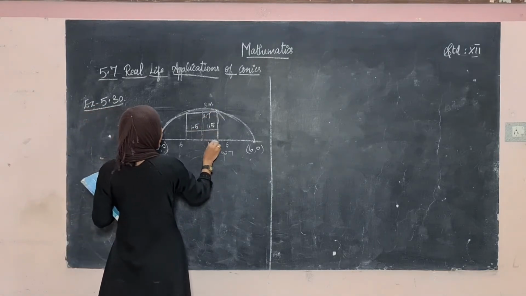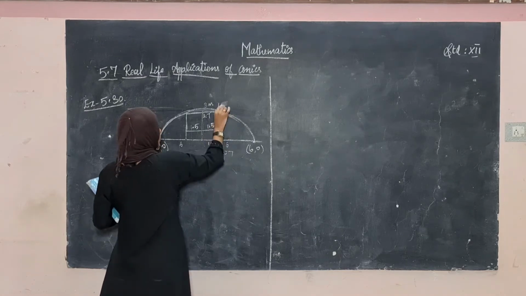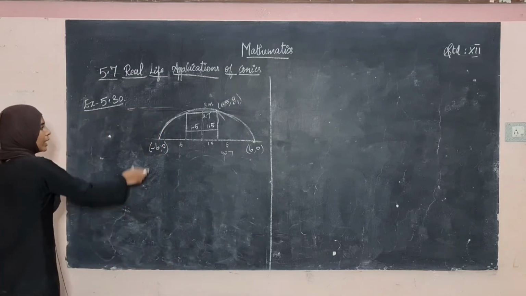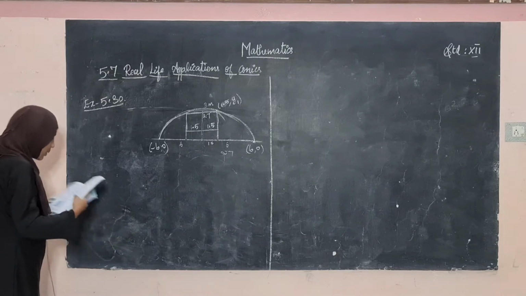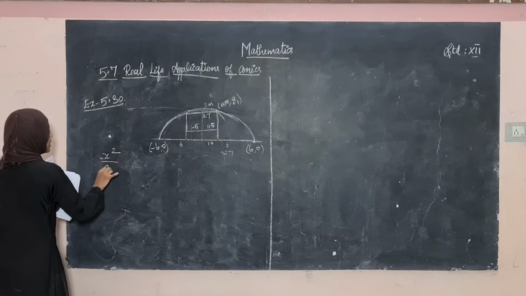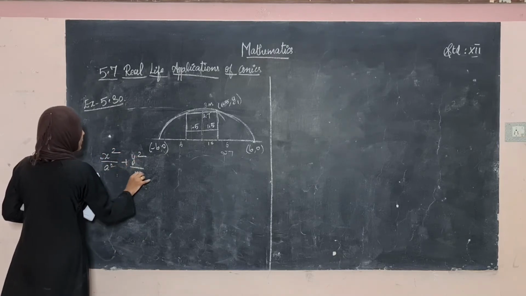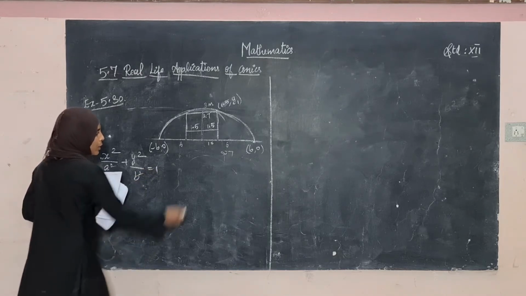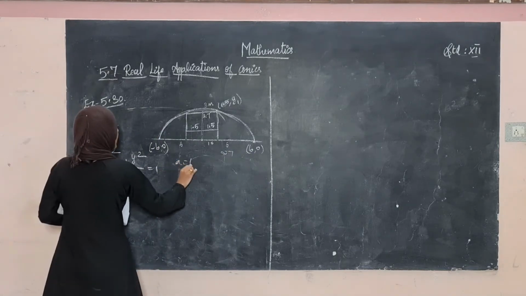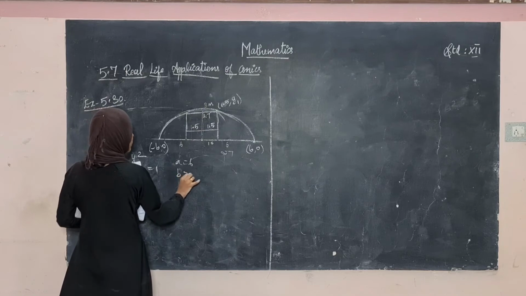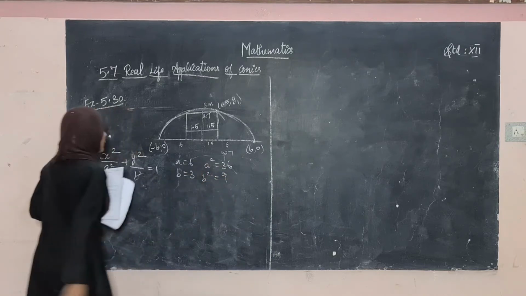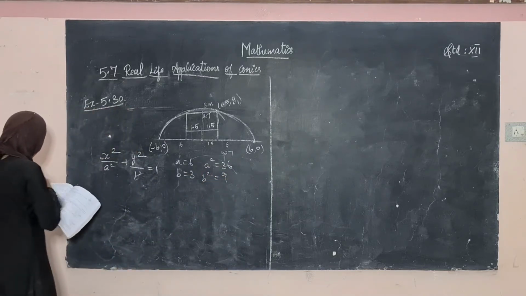So this is 1.5 and this is, so at the point (x, y), here the x value is 1.5 comma, let us take it as y1. So what is the equation of this ellipse from this diagram? We know that the equation of ellipse is x square divided by a square plus y square divided by b square equal to 1. So what's the value of a square? From midpoint to vertex is 6, that is a is equal to 6, and from midpoint to this is 3, b is equal to 3. So a square is equal to 36 and b square will be equal to 9.